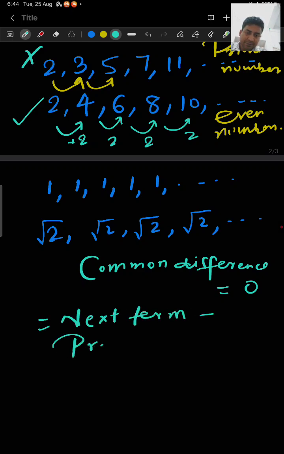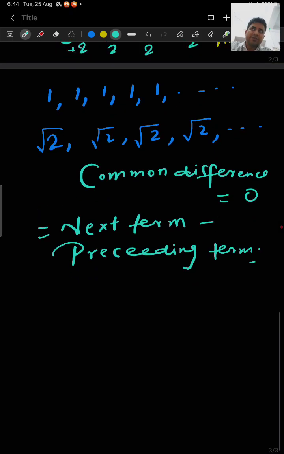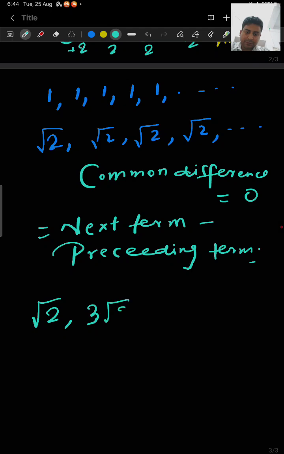0 is also a constant number. Okay, well, in our mind also comes the question of irrational numbers. We all learn about irrational numbers in chapter 1. Are root 2, 3 root 2, 5 root 2, 7 root 2 in AP?